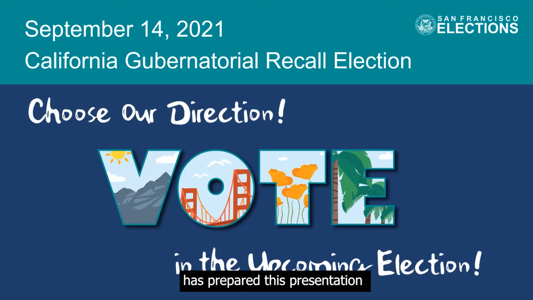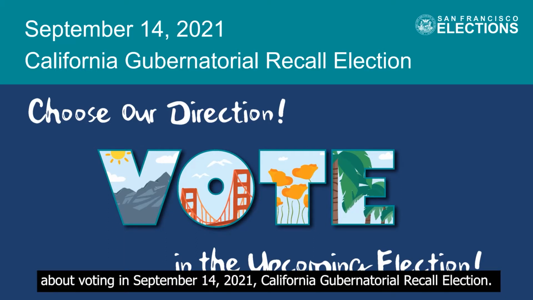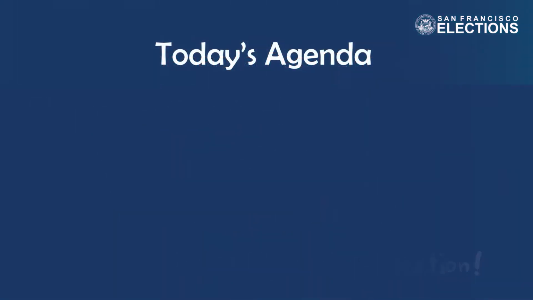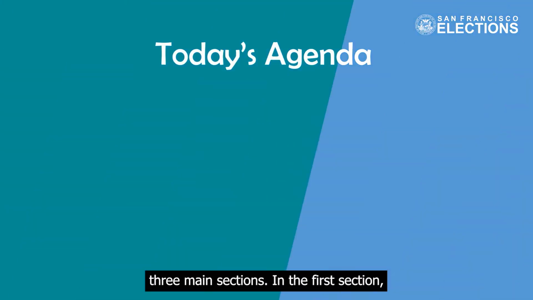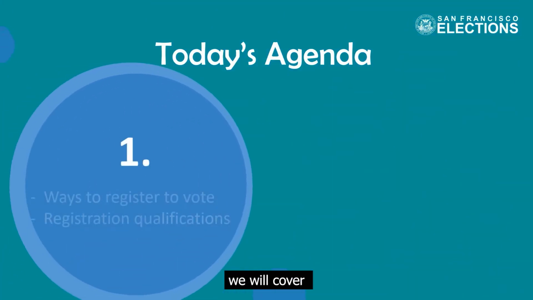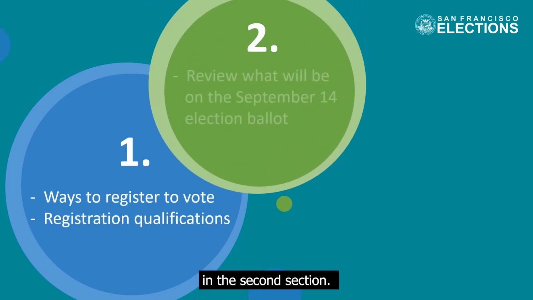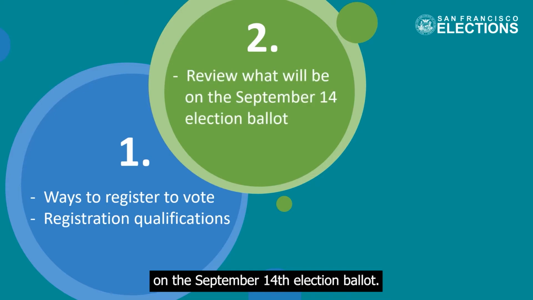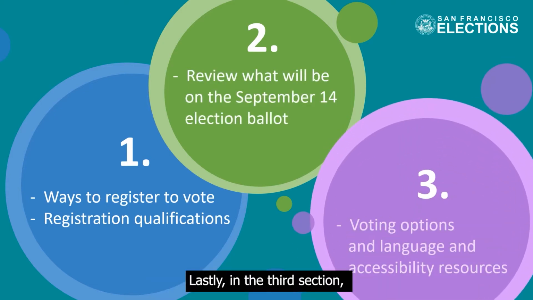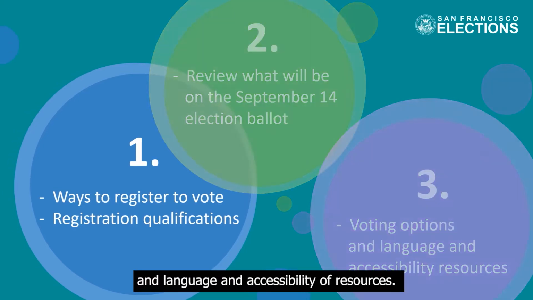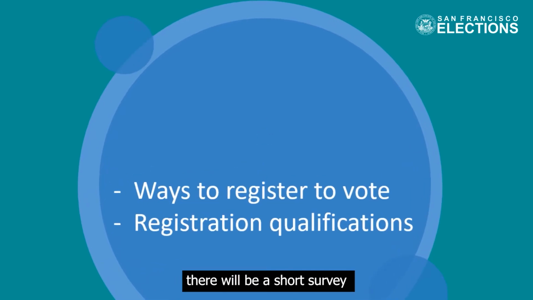The Department of Elections has prepared this presentation to provide essential information about voting in the September 14, 2021 California Gubernatorial Recall Election. This presentation contains three main sections. In the first section, we will cover registration, qualifications, and ways to register to vote. In the second section, we will review what will be on the September 14th election ballot. Lastly, in the third section, we will discuss voting options and language and accessibility resources. After we cover these topics, there will be a short survey to submit your feedback on this presentation.